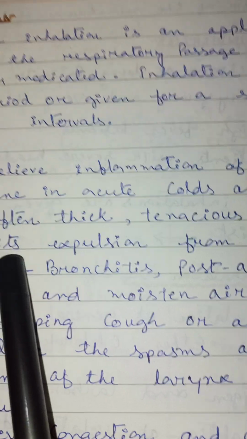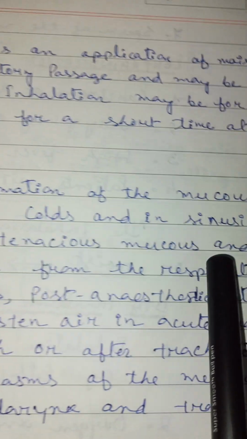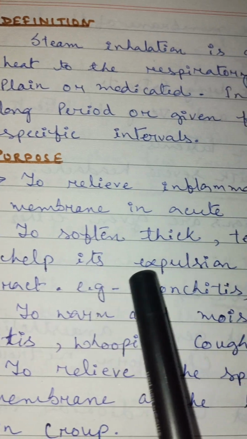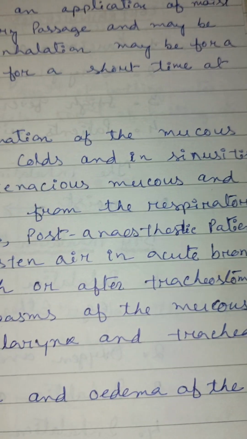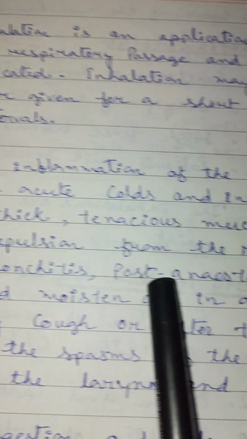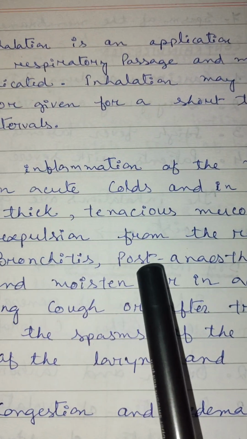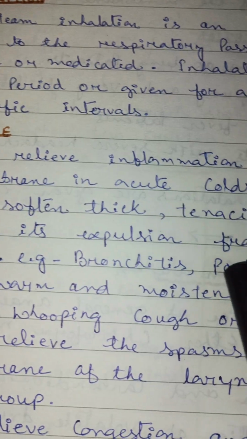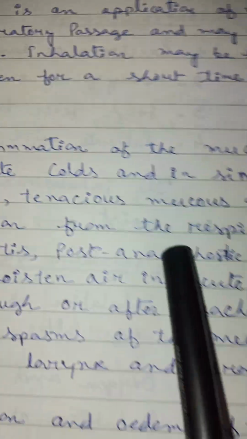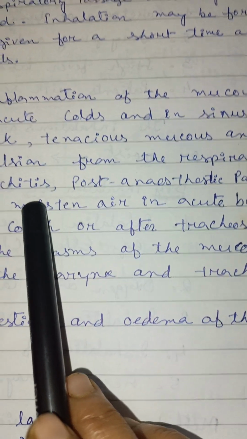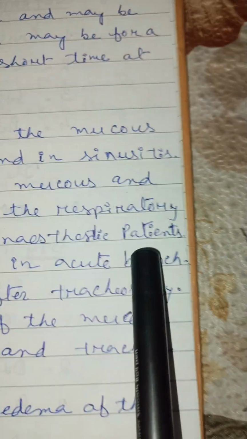Then number two, to soften thick tenacious mucus and to help its expulsion from the respiratory tract. Example, bronchitis, post anesthetic patient. To soften thick mucus from the respiratory passage to release the respiratory passage from the mucous membrane. Example, the bronchitis patient and the anesthetic patients after surgery.